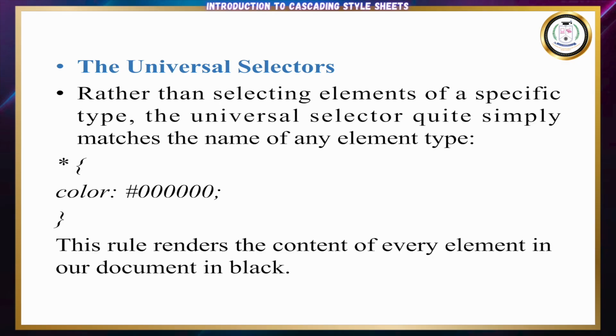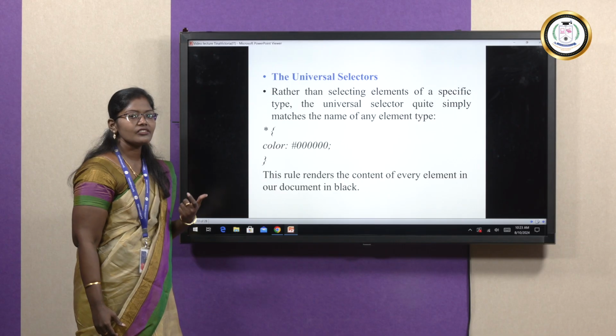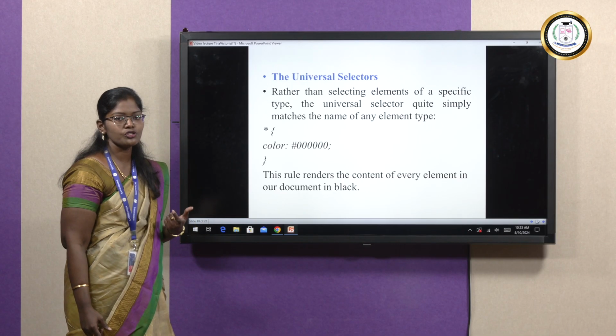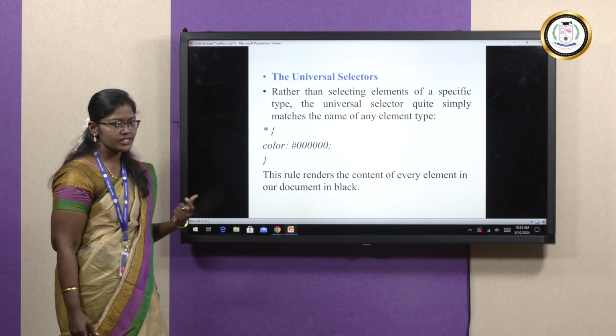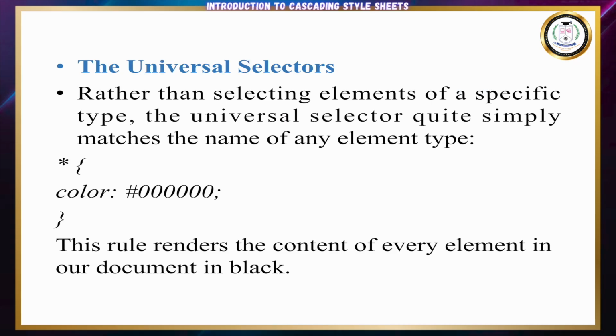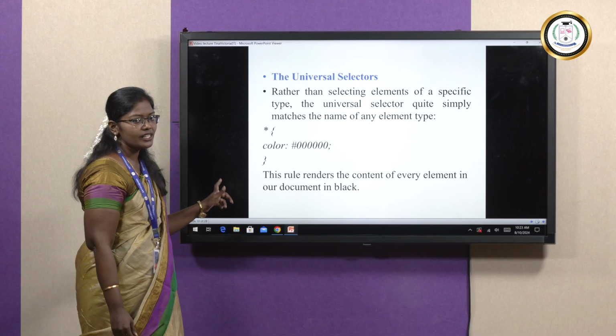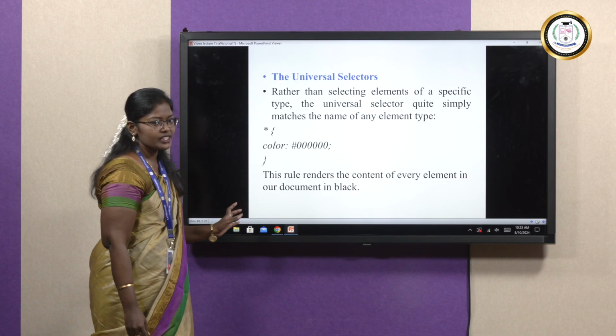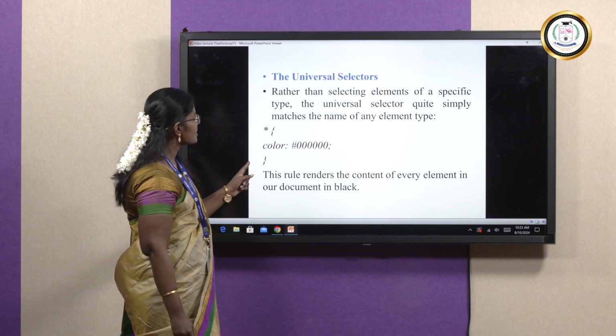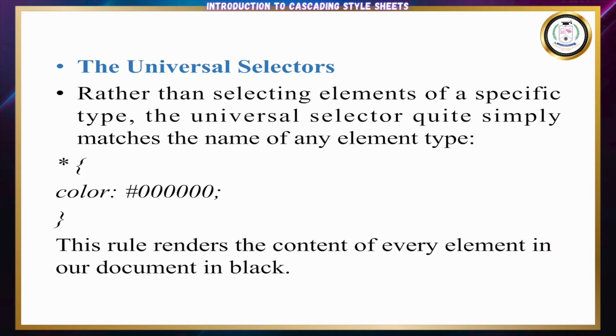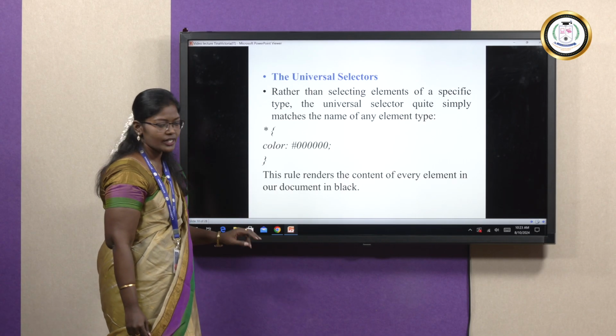So next is the universal selector. You may not want specific attributes for every tag you have in your HTML program. If you want to give a style with common attributes to all your tags in your HTML program, you can use the universal selector with an asterisk symbol. So this will select all the elements with the same properties. For example, asterisk with color #000 will select the color black for all your content in your HTML page.